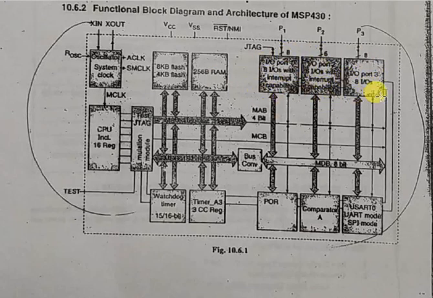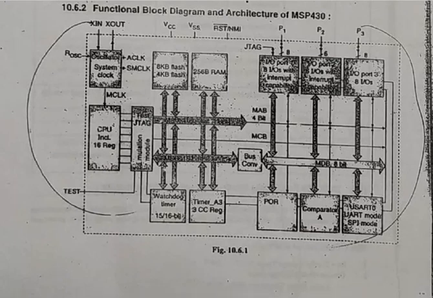There are three input output ports: JTAG, which is called Joint Test Action Group, watchdog timer, normal timer, port, comparator, and USART. Over here the lines which are called control lines are dealing with your memory address bus and memory data bus. Now we are going to study each block one by one.